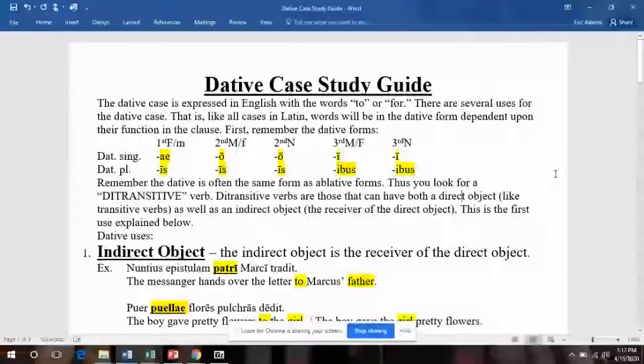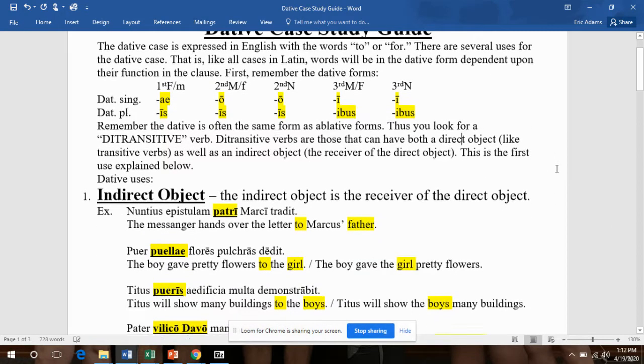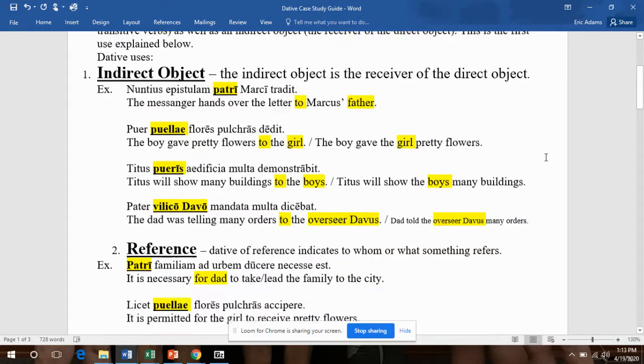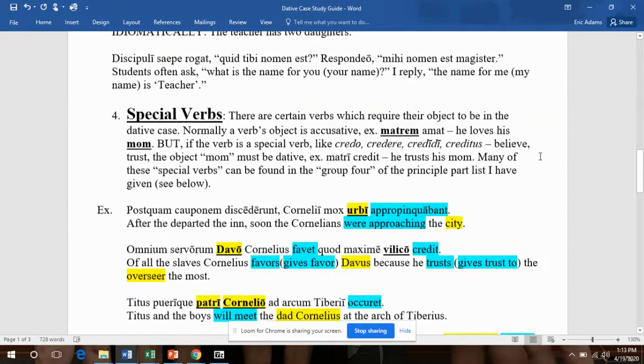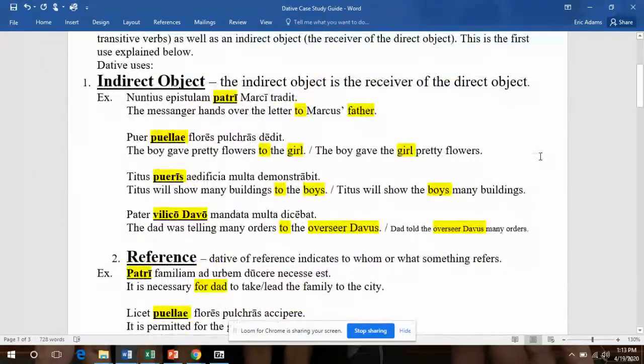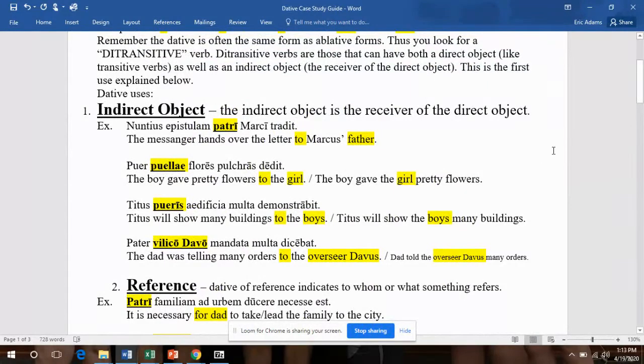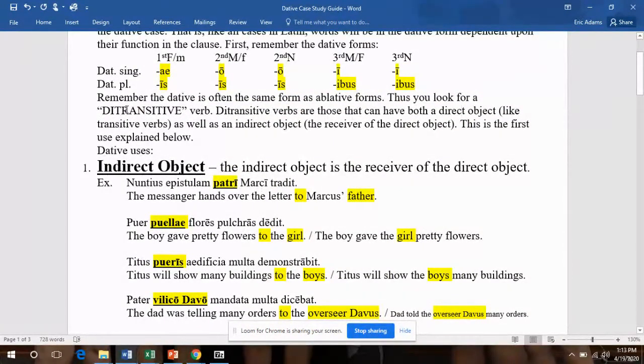So here I've listed 4 uses of the dative case. There are more of them, but these are the basic 4 that we need: indirect object, reference, possession, and special verbs. So let's walk through each of them. First is the indirect object. To have an indirect object, you're going to most likely need that ditransitive verb.